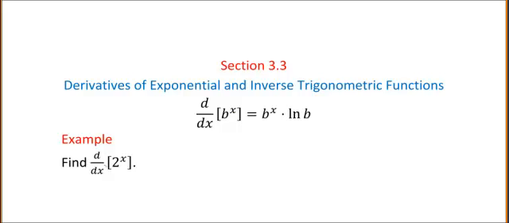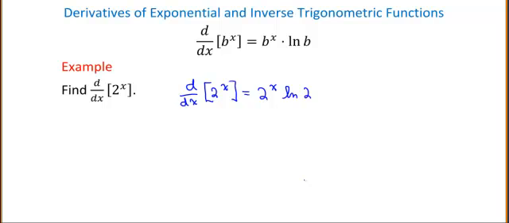If we take the derivative with respect to x of 2 raised to the power of x, we have the constant base of 2 and the variable exponent of x, so this is an exponential function. The derivative will be 2 to the x times the natural log of 2. Now notice that 2 is greater than 1. This implies that the natural log of 2 is positive.